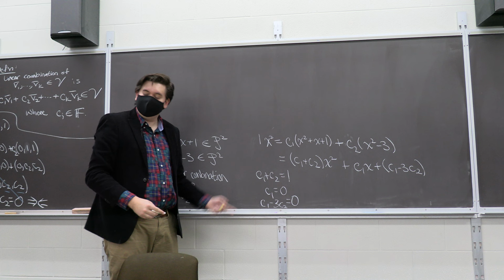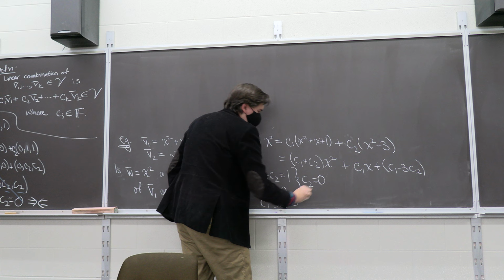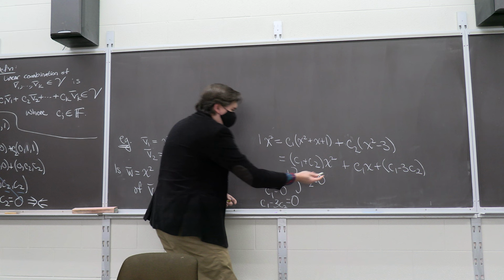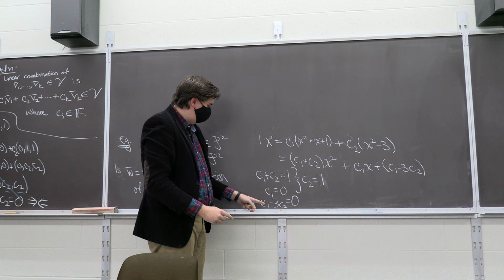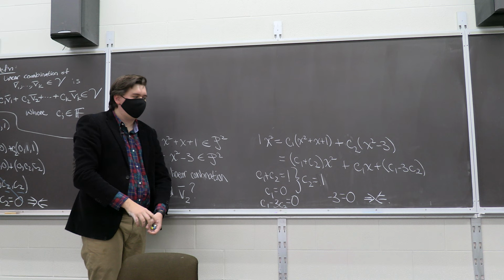Is there a solution to the set of equations? Well, if c1 is 0 and c1 plus c2 is 1, together that gives you that c2 is 1. Oh, I'm sorry, c2 must be 1. So you plug this in here and I get 0 minus 3 c2 is 0, so I get negative 3 equals 0, a contradiction, so there's no solution. Exactly the same thing we do with vectors.